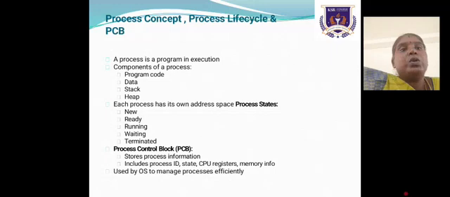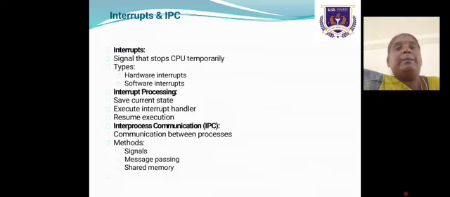Process concept, process lifecycle and PCB. A process is a program in execution. Components of a process: program code, data, stack, heap. Each process has its own address space. Process state: new, ready, running, waiting, terminated. The process control block (PCB) stores process information, including process ID, state, CPU registers, memory information. Used by OS to manage the processes efficiently.